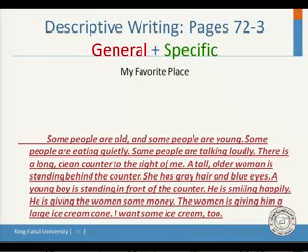Now you will describe the people in this place, in the cafe. You see, some people are old and some people are young. You are describing the people. Some people are eating quietly. Some people are talking loudly, etc. You read this paragraph and study it carefully.